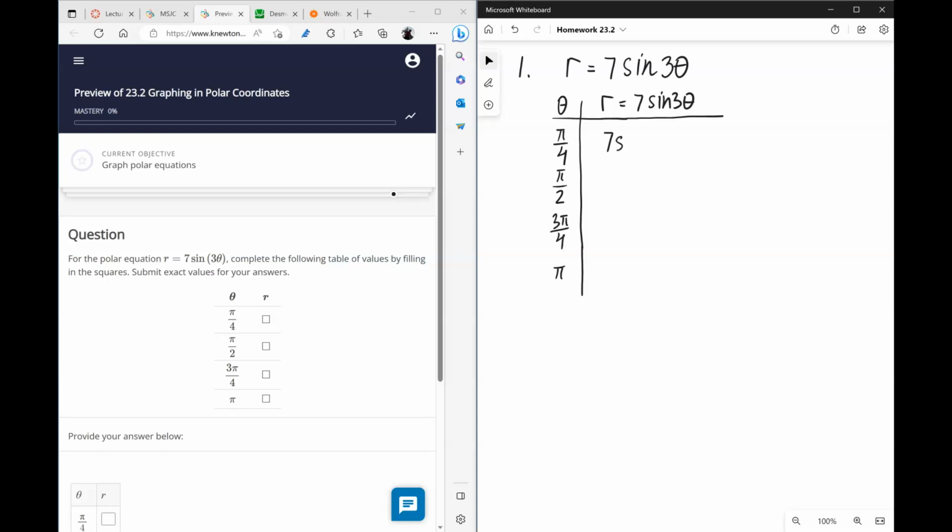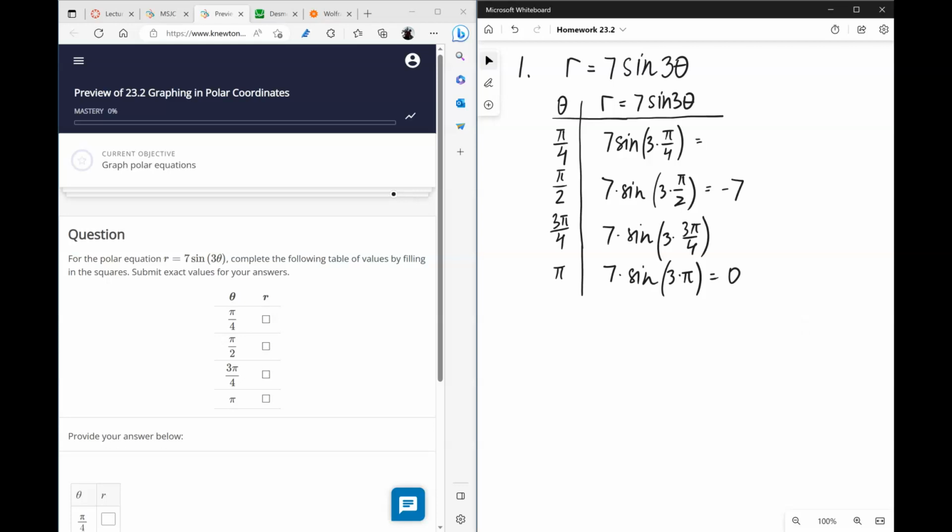So here we have 7 sine 3 times pi over 4, 7 times sine 3 times pi over 2, 7 times sine 3 times 3 pi over 4, and finally 7 times sine 3 times pi. So sine of pi and 3 pi is equal to 0, so we know this is 0. Sine of 3 pi over 2 is equal to -1, so this is -7. Sine of 3 pi over 4 is root 2 over 2, so this is 7 root 2 over 2.